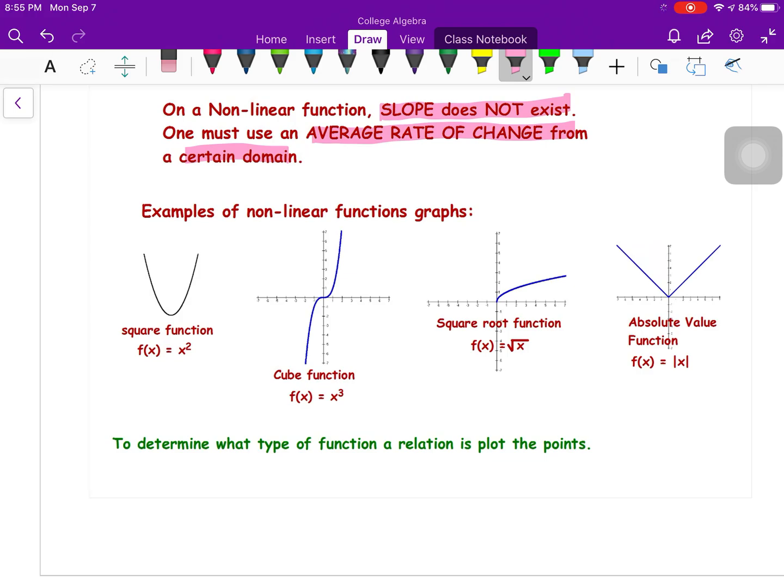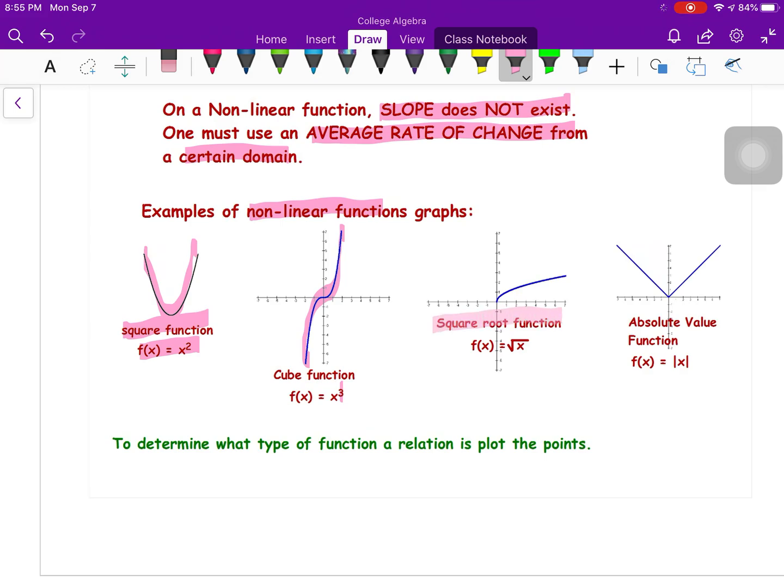Some examples of nonlinear functions are the square function. F of x equals x squared. So when you look at the function, the exponent is something other than 1. It is a curve. The cube function. F of x equals x cubed. The exponent is something other than 1. Again, there are curves to this function.